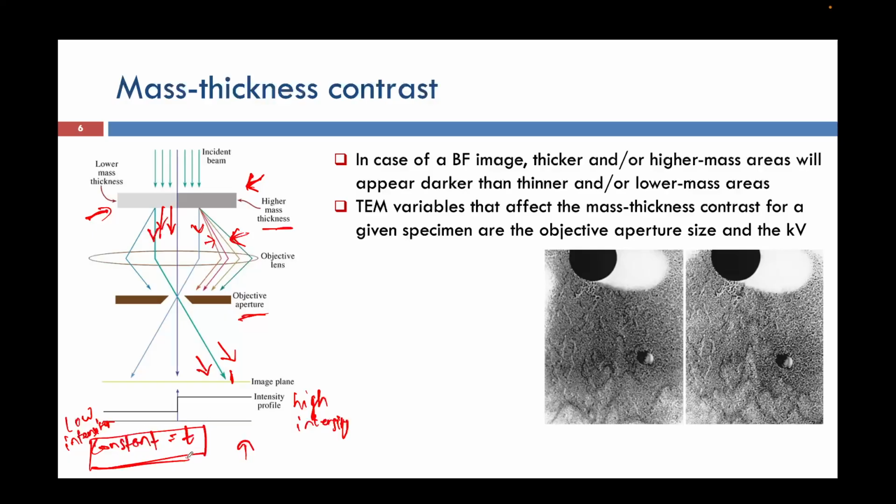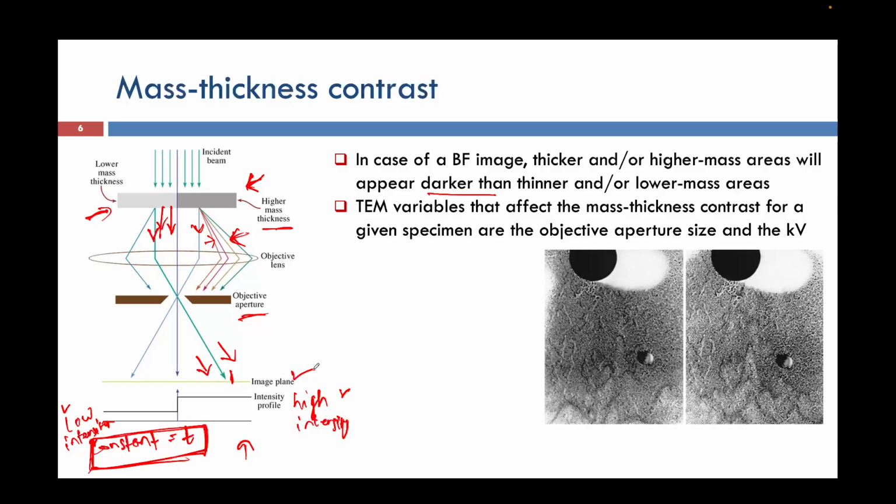So even with the same constant thickness, if I am varying the mass in a specimen, then on one side I will get higher intensity and on the other side lower intensity. Since there is a variation in intensity, I will definitely get contrast, right? This is what I have written here. In a bright field image, thicker or higher mass areas will appear darker. Why? Because they have low intensity, that means fewer electrons are focused to create the image in the image plane. And lower mass areas will appear brighter.